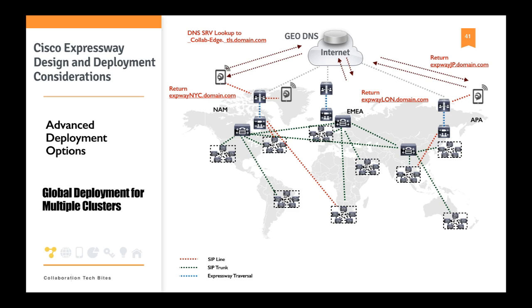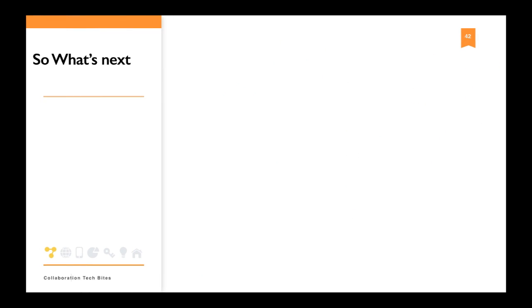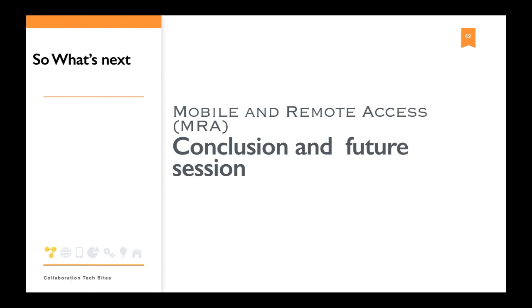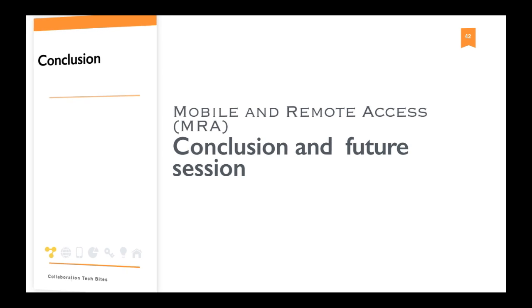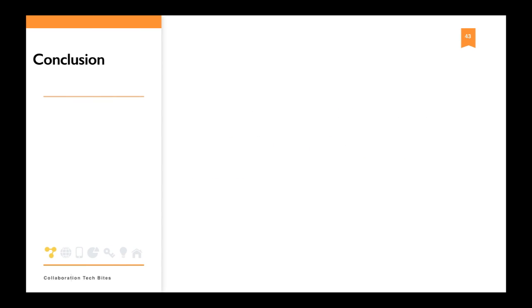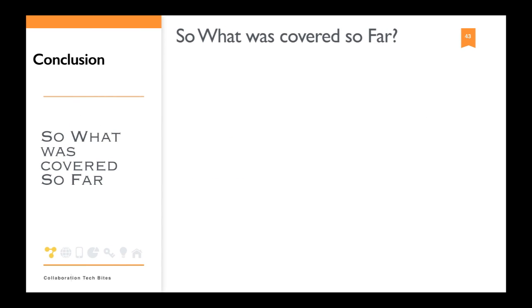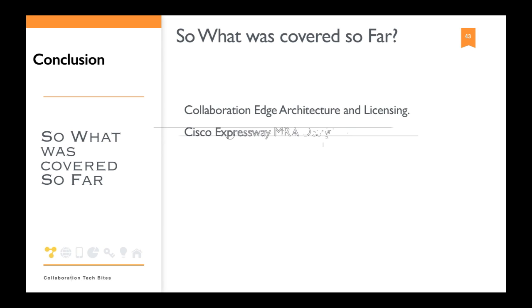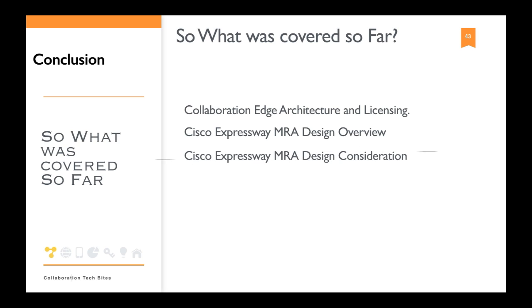Of course, there are many technical details to that, and they will be covered in our next session. Now, today we conclude our initial design. These are the design considerations you need to know so far. We covered today the architecture and licensing. We covered the MRA design overview, and we also covered some considerations you need to take into account when you design MRA, even in a multi-cluster view.